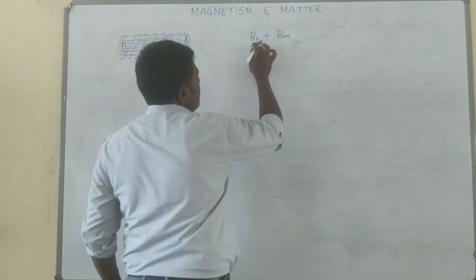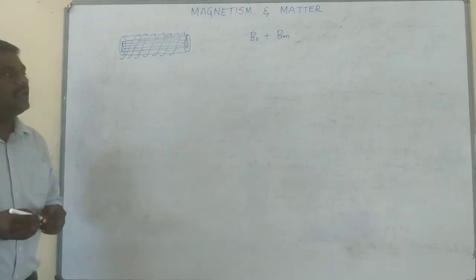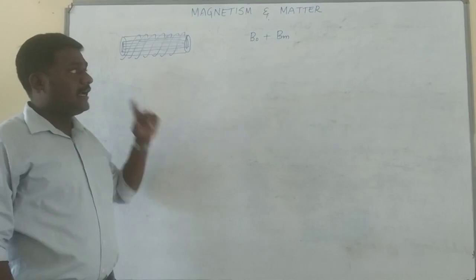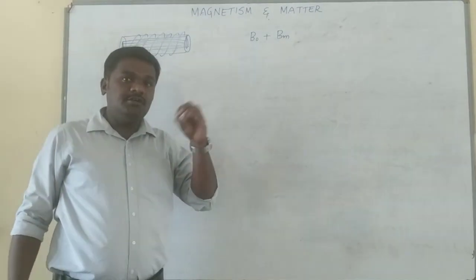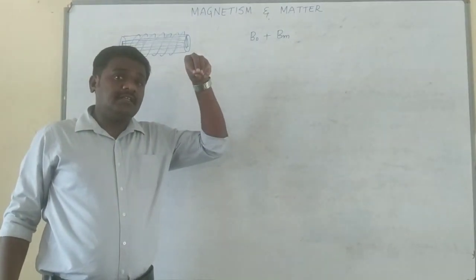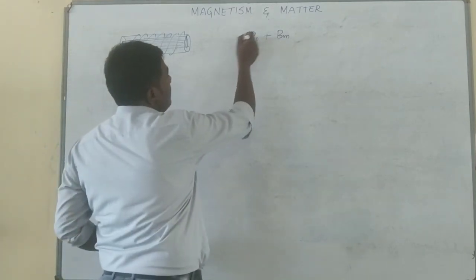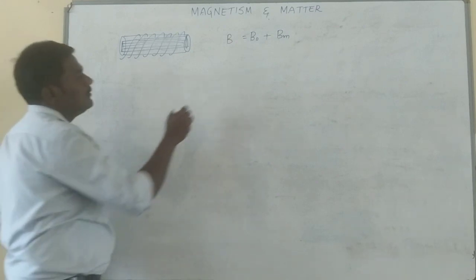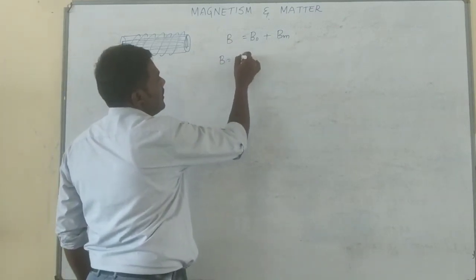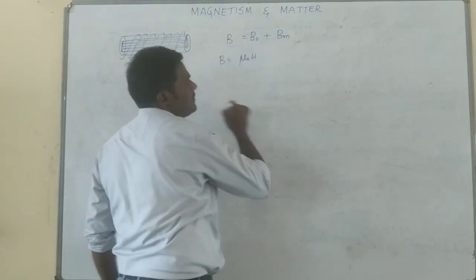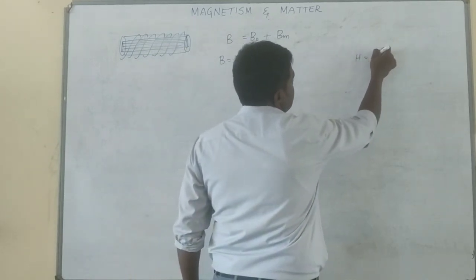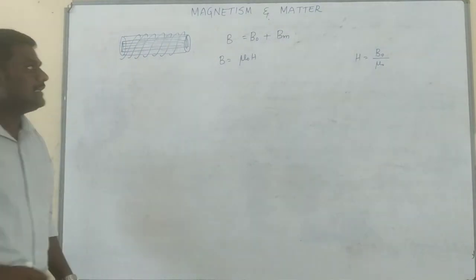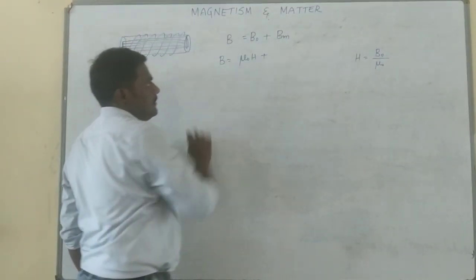One is known as B naught, the other is known as Bm. Here, B naught is the magnetic field due to the external source, meaning due to the current, and Bm is the magnetic field due to the material placed inside the core. Then the total magnetic field is given as B is equal to B naught plus Bm. Now, from the formula, B naught you can write as mu naught times H, since H is given as B naught by mu naught. Second, take the plus symbol as it is.